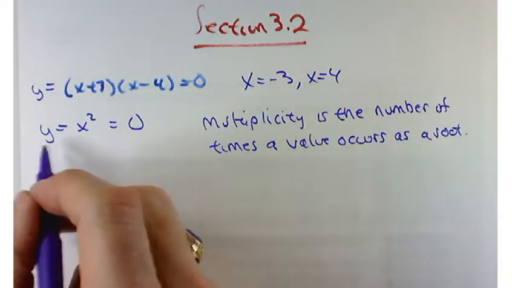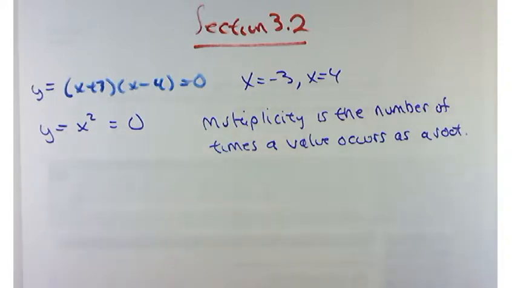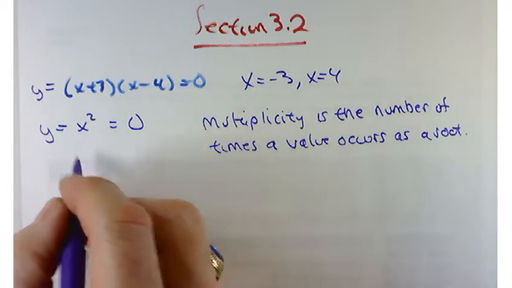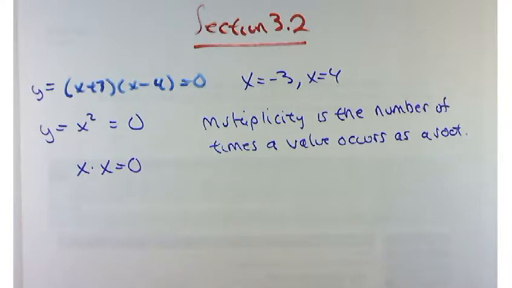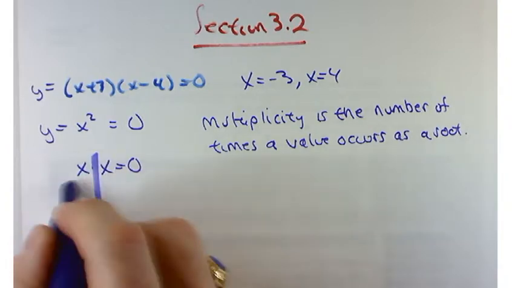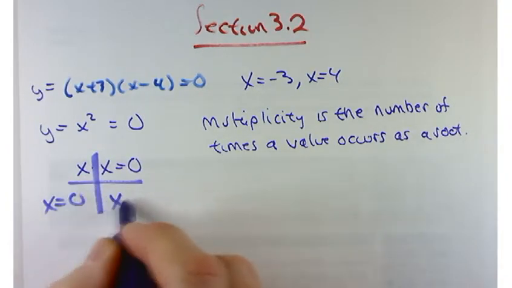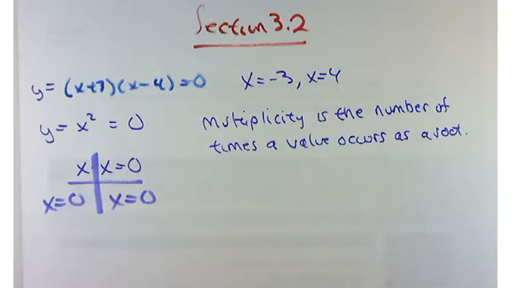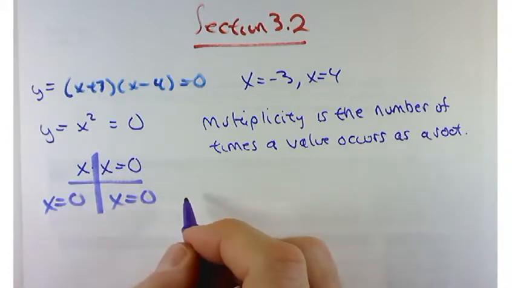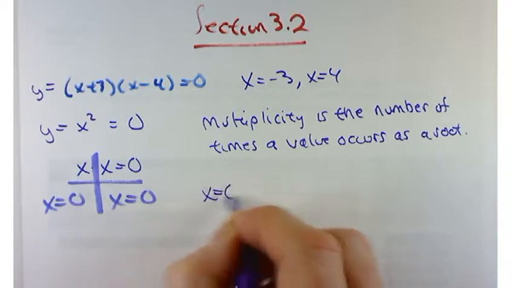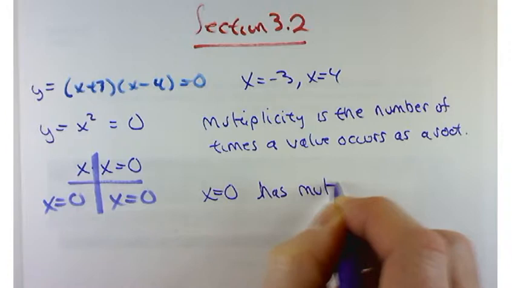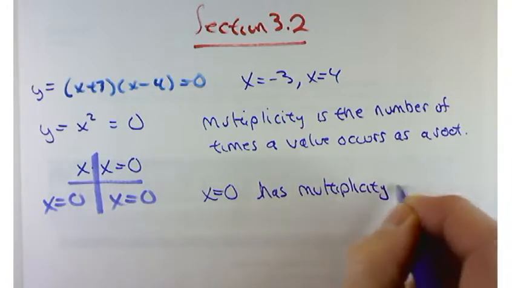Now, when you look at the graph of something simpler, y equals x squared, you want to know the same thing. And one way you can solve this is by factoring it. So you can say, all right, well, that's x times x equals 0. So where is this true? Well, you've got a couple of choices. Either x could be 0 or x could be 0. Well, it's kind of the same thing. So what we say about this is that x equals 0 is a root with multiplicity 2, because that's how often it occurs as a root.